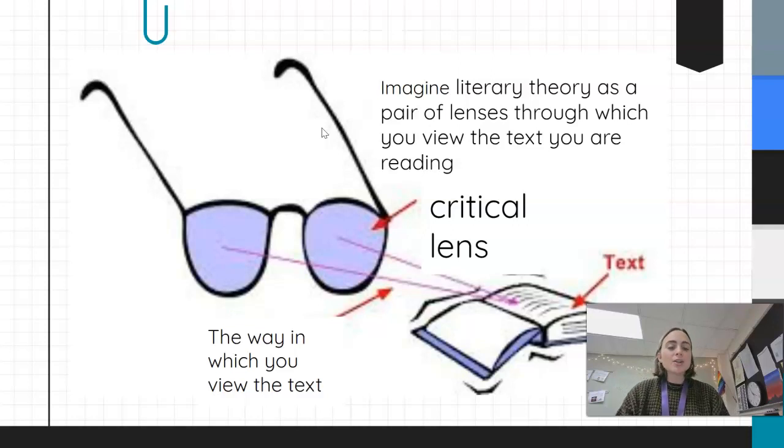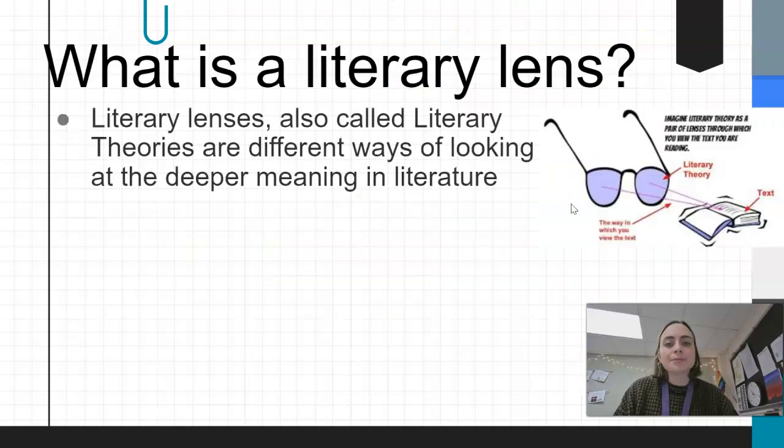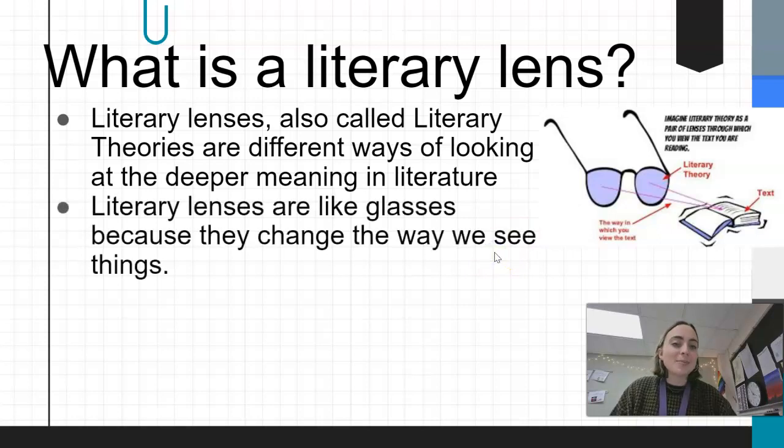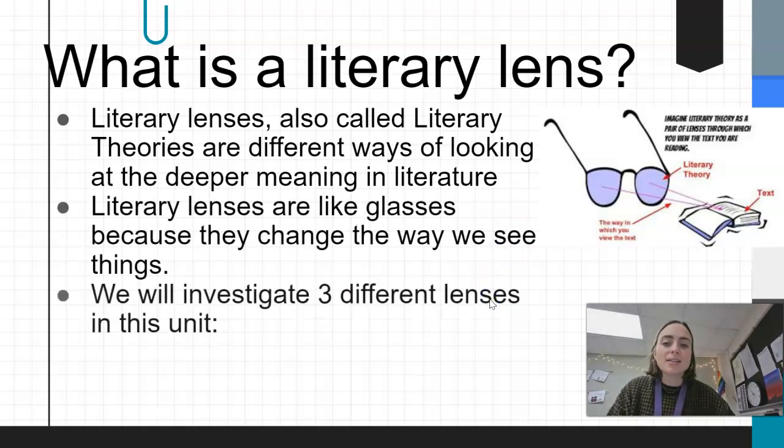As a reminder, the critical lens, it's also called a literary theory, and it's just a way of looking at a text or a book that you're reading. It's kind of like wearing a pair of glasses because it changes the things that you see and it changes the way that you look at the text. So it's a way of finding a deeper meaning in literature. And they're like glasses because it changes the way we see things.